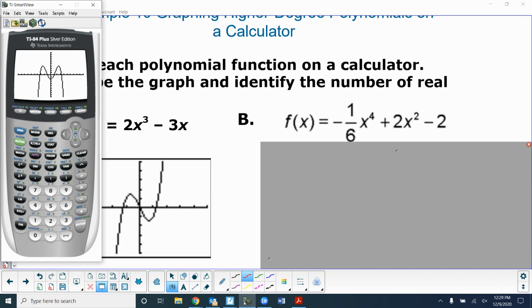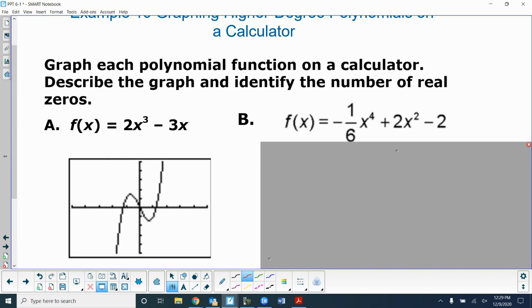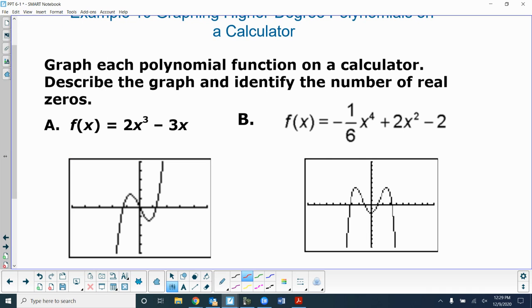I just got an upside down U. Then you forgot your negative 1/6. You did the 4th instead of the second power. Okay, should be x to the 4th, Joey. I did. Okay, should look like this.